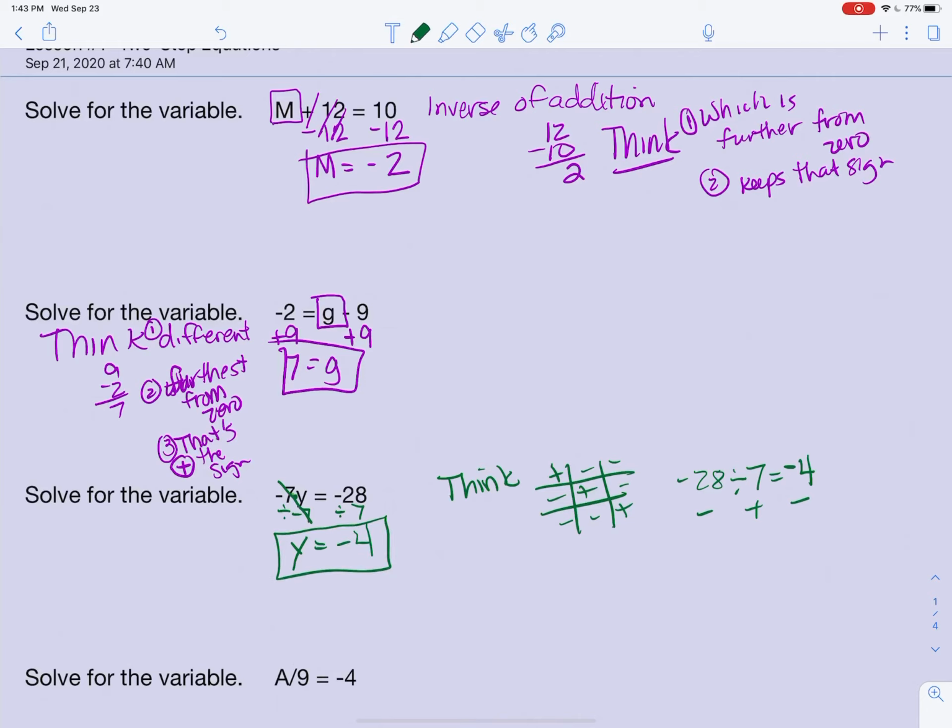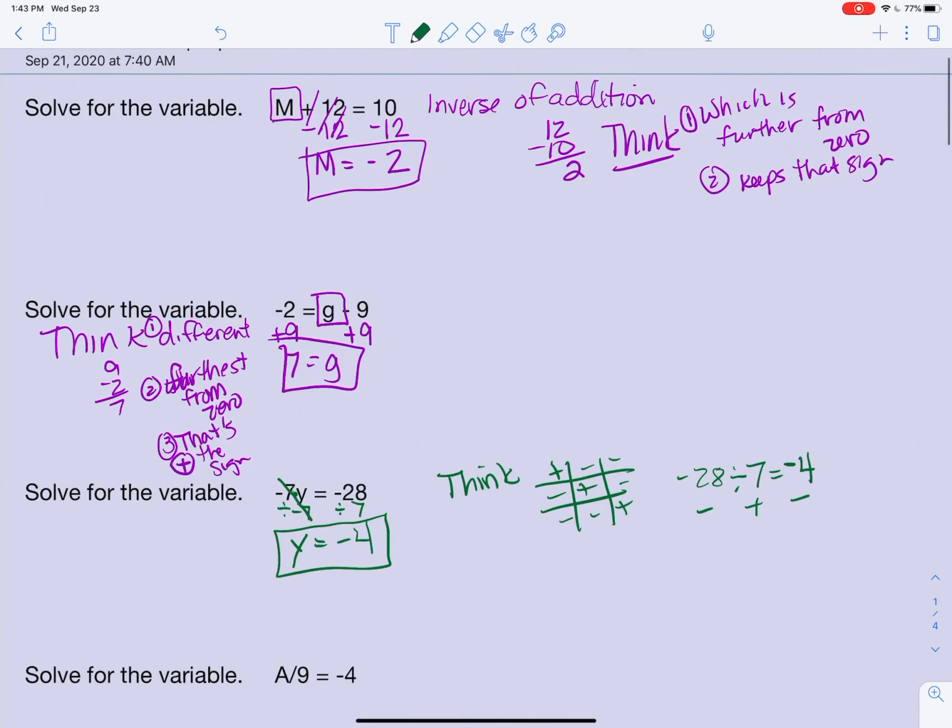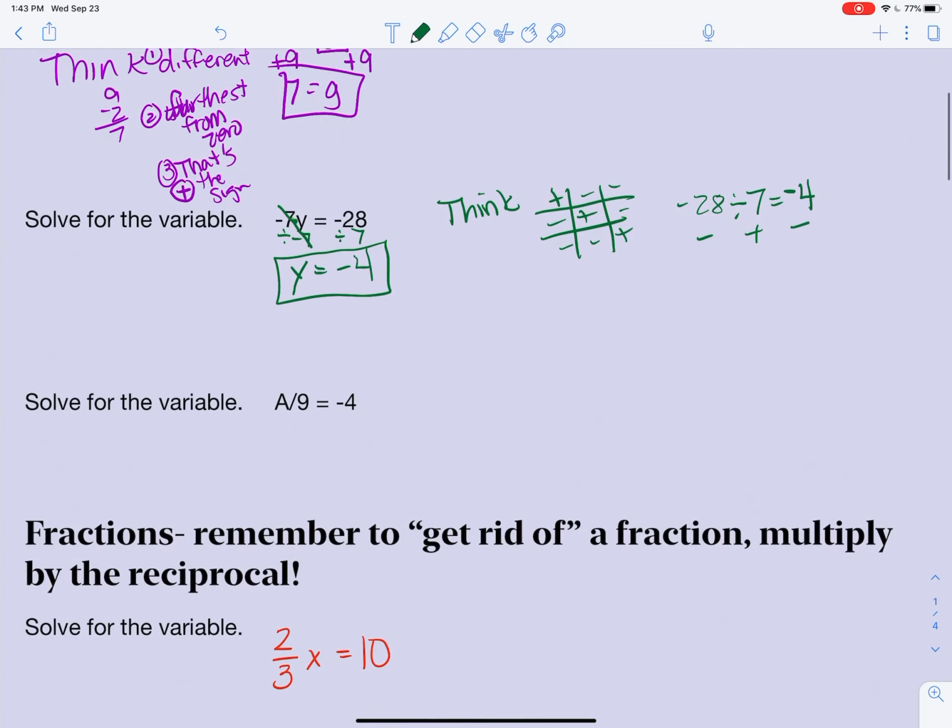I have told you that it is extremely important that you memorize those rules that we learned the last couple of classes. We've been practicing in several different ways, and I'm reviewing those steps here.